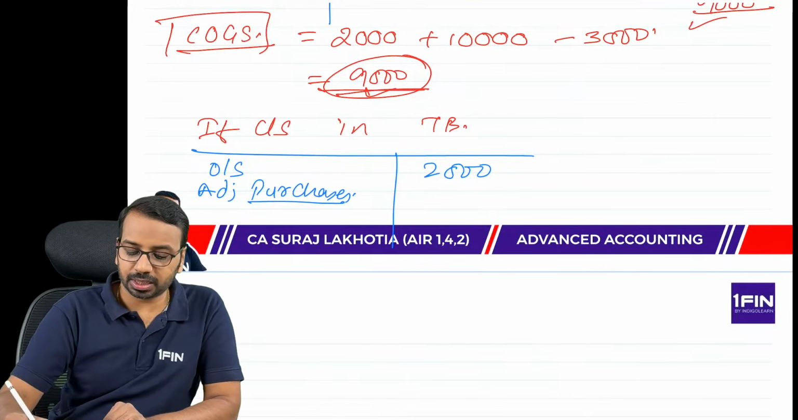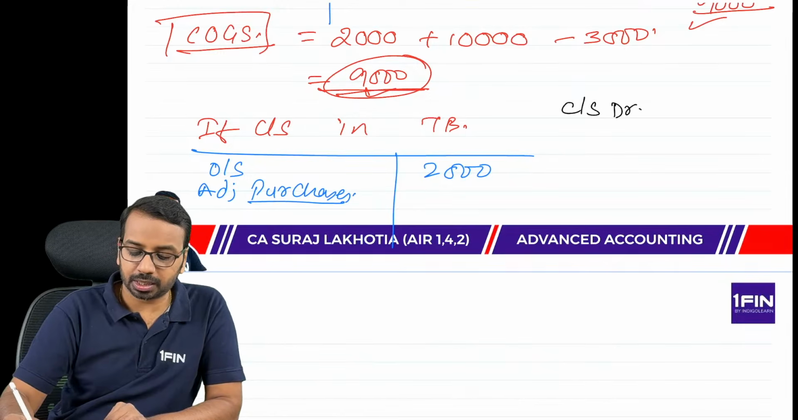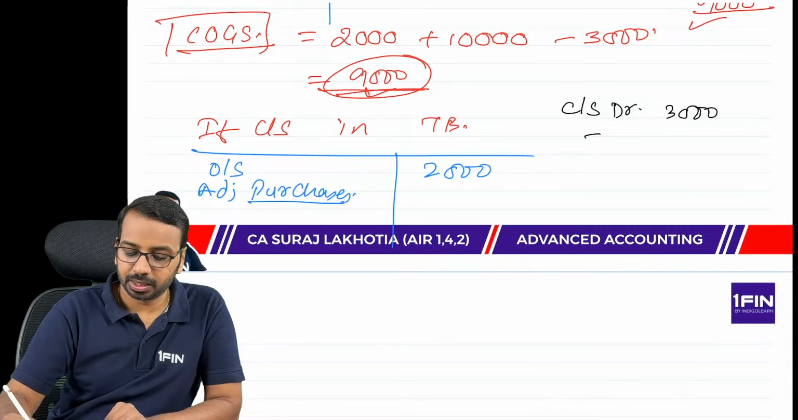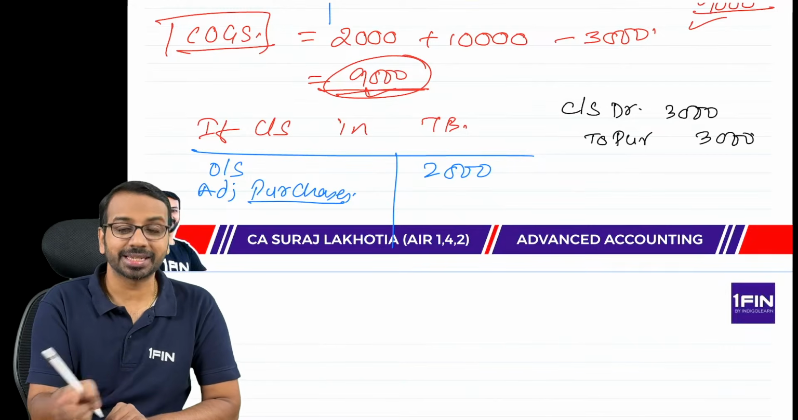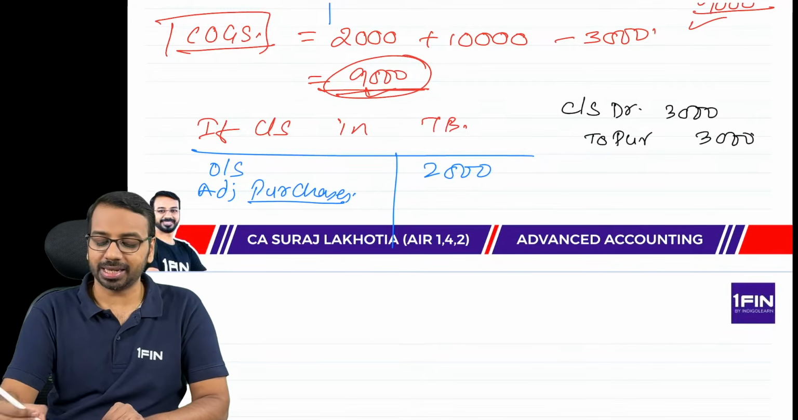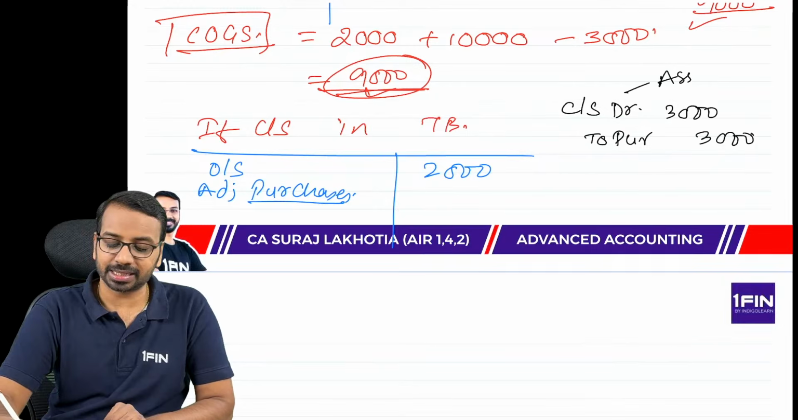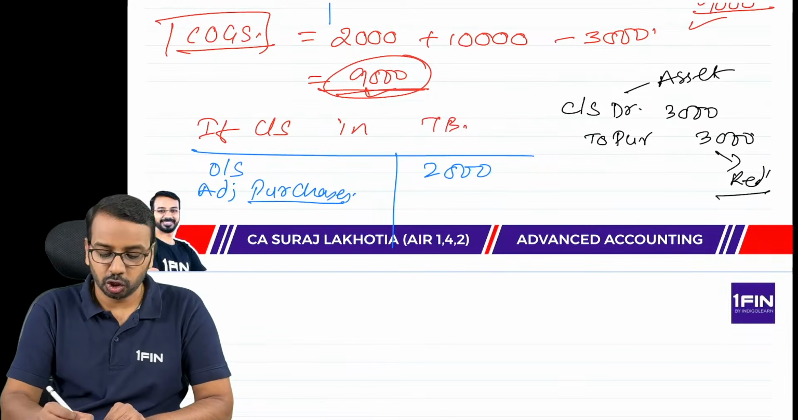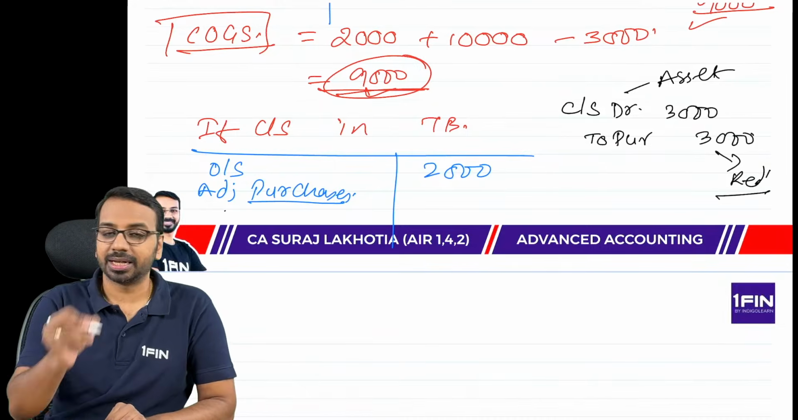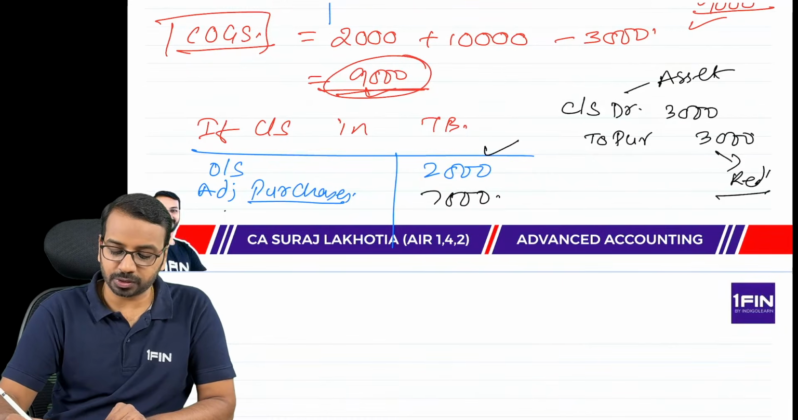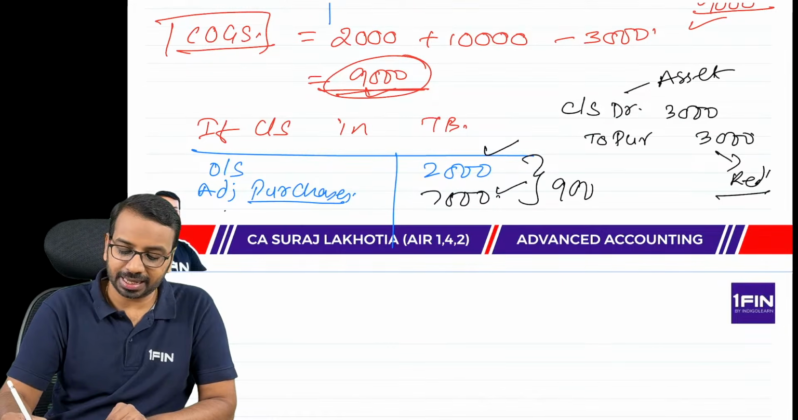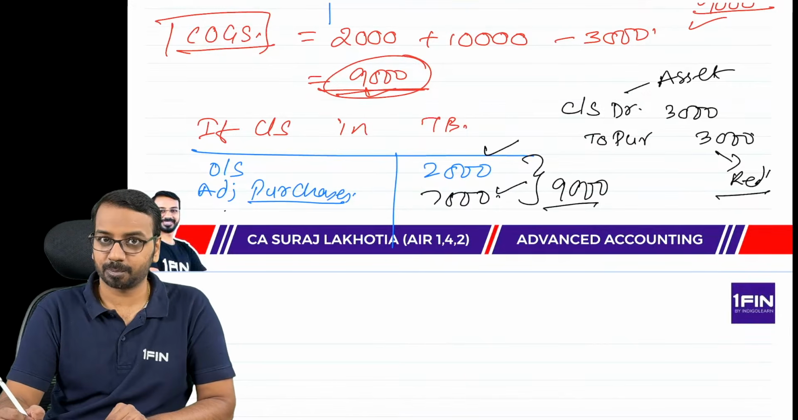Okay, so the accounting entry actually is closing stock debit 3,000 to purchases 3,000. Basically, from the account called purchase expenses, we are transferring 3,000 and showing it as inventory. This will become my asset in the balance sheet and this will be my reduction from purchases. So you will get adjusted purchases 10,000 minus 3,000, 7,000. So opening stock of 2,000 plus adjusted purchases, 9,000 becomes my expense.